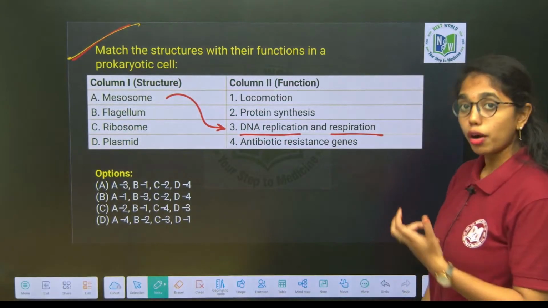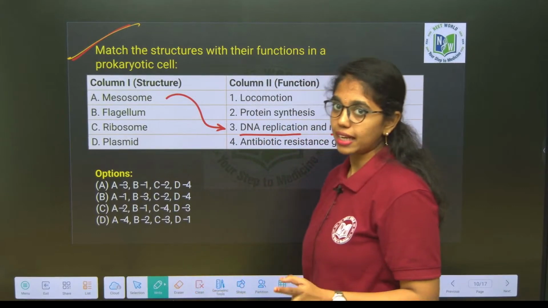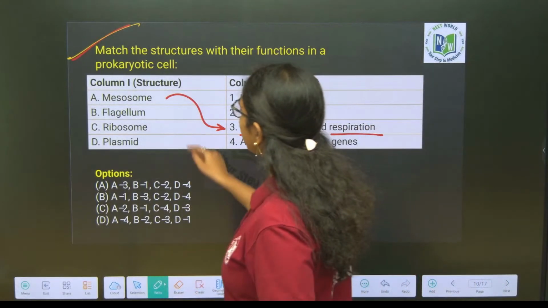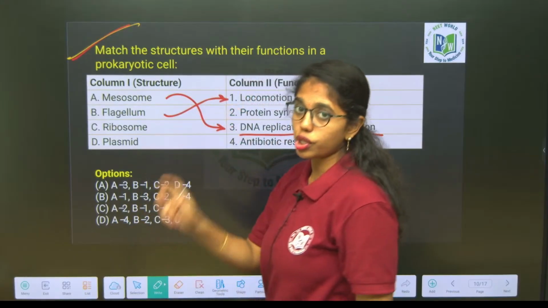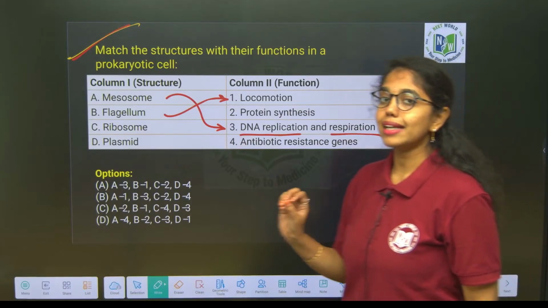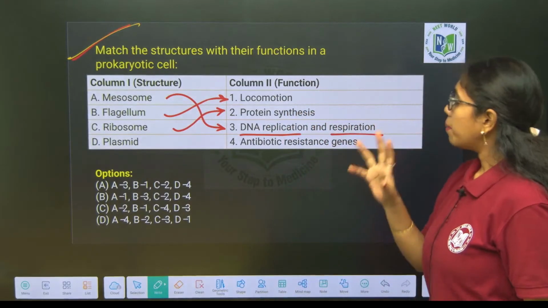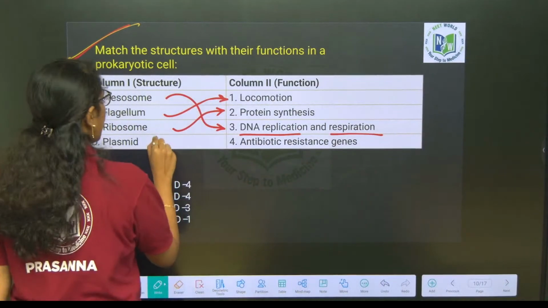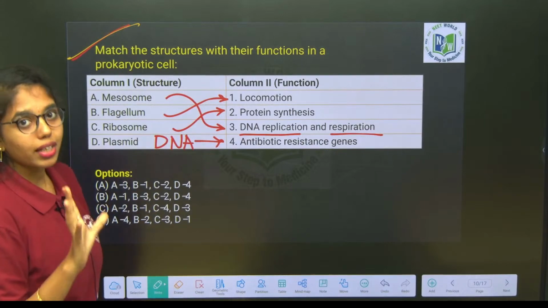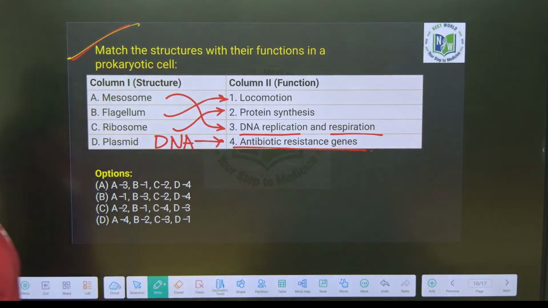And flagellum, of course, flagella is the only motile structure which is present in the prokaryotic cell. Not cilia. Cilia is seen in eukaryotic cells. Only flagella is observed in prokaryotes, and that one and only function is what? Locomotion or movement. Next, ribosomes. Undoubtedly ribosomes function will be what? Protein synthesis only. And plasmid DNA, it will show what? Antibiotic resistance genes.